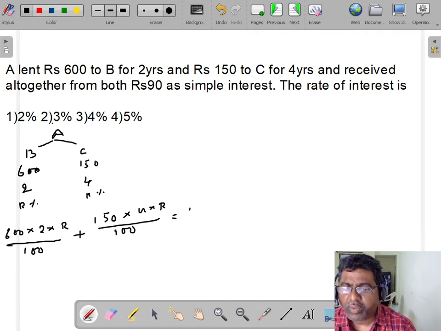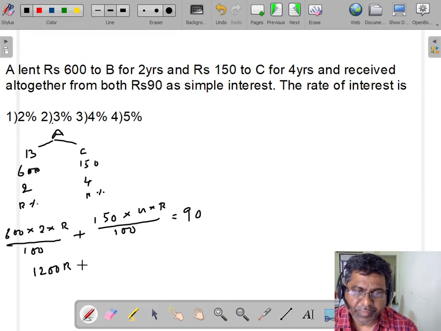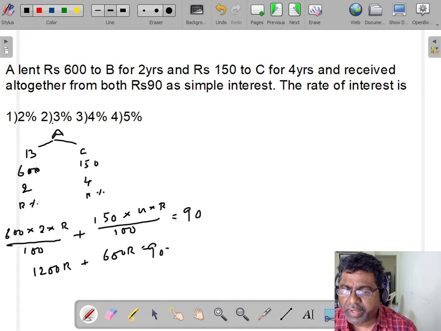Altogether, the interest is equal to 90 rupees. This is the value he was given. Now I am taking it directly; we can send 100 to that side. I am multiplying directly. 6 into 2 is 12, so 1200 R, plus 150 into 4, 600 R, is equal to 90 into 100.